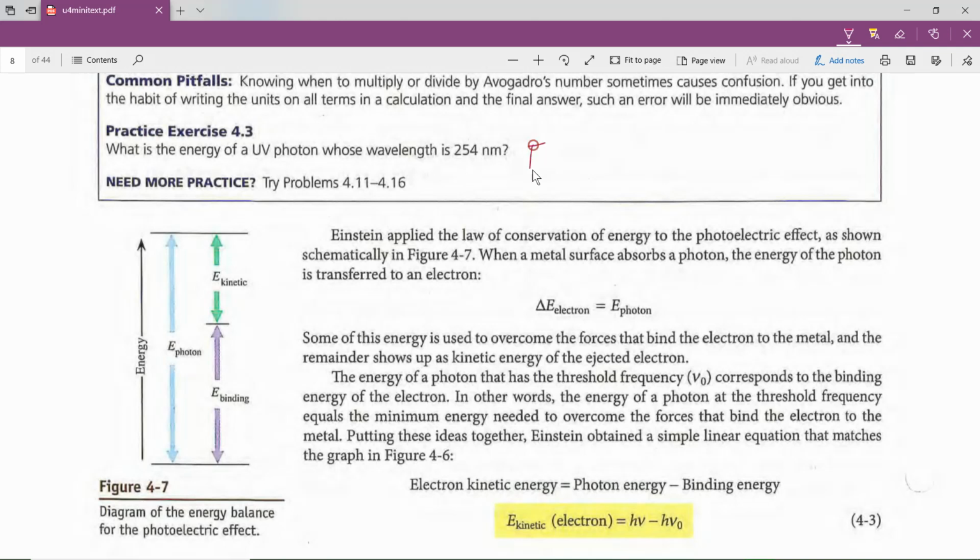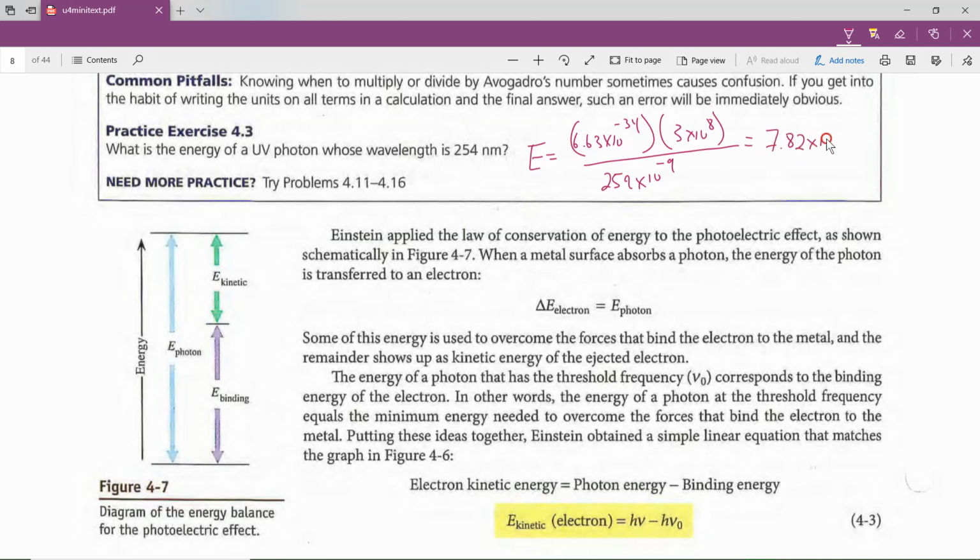So E equals hc over lambda. So h, I'm just going to round off, 6.63 by 10 to the minus 34 joule seconds. c, 3 by 10 to the 8th meters per second. And then lambda, 254 nanometers, so 254 by 10 to the minus 9. And you do that, and I'll just write out the answer here: 7.82 by 10 to the minus 19.